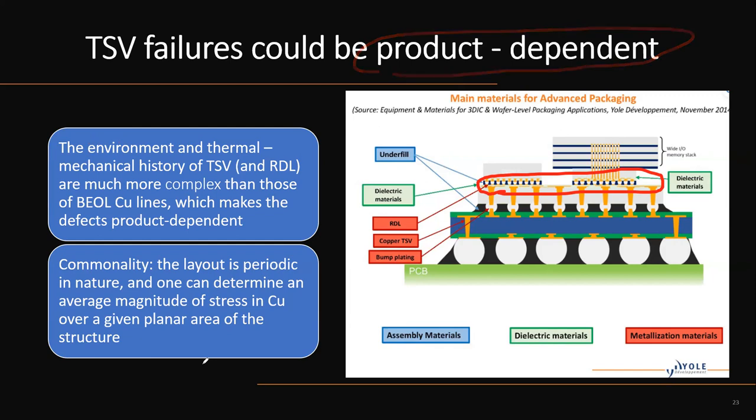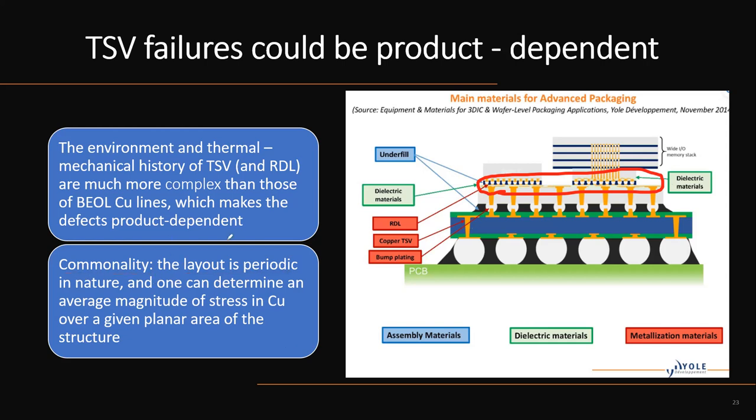So you have to imagine that the customer comes to a foundry, and they have to give their designs, right? So these RDL and copper defect-related failure mechanisms have to be dealt with at a very early stage. Of course, you could say, I have one commonality: the layout is periodic in nature, and I could probably calculate the stress here. That's true too.